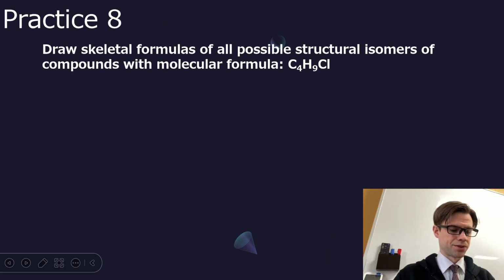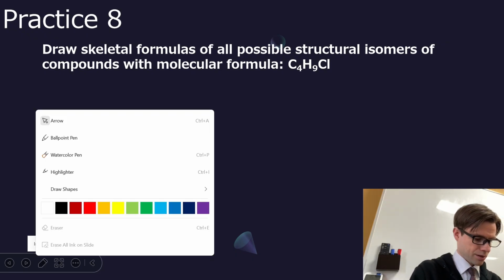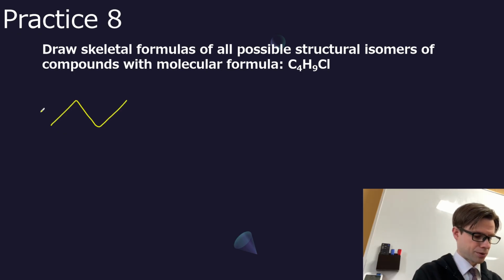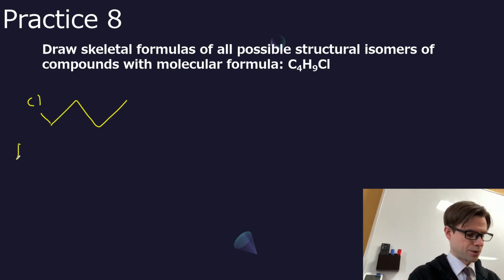Okay, practice. Draw skeletal formulas of all possible structural isomers of compounds with the molecular formula C4H9Cl. So these might have chain or positional isomers. We'll draw the simplest one first. 1, 2, 3, 4. And I'll just put the chlorine on the end. Doesn't matter whether it's left or right, that would be the same molecule. So what would this be? 1-chlorobutane.